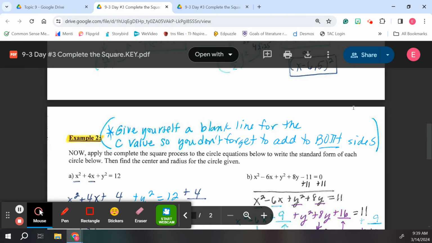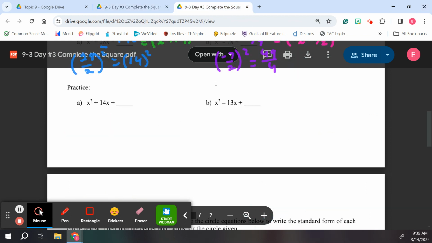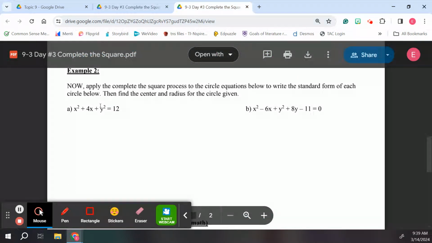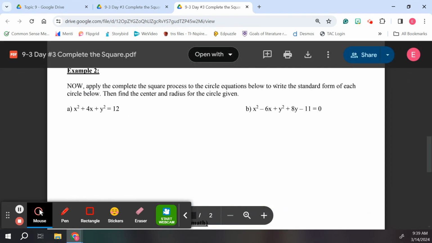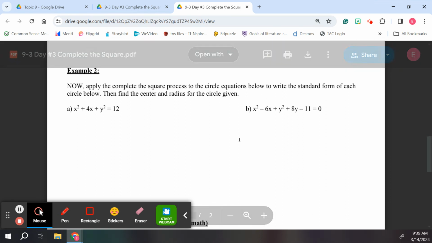All right. Questions on this? Anybody still writing this down? All right. Let's get into the example. It says, now apply the complete the square process to circle equations below to write the standard form of each circle below. Then find the center and radius for the given circle.